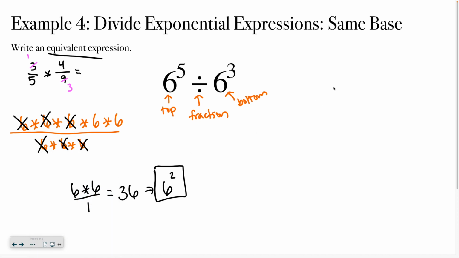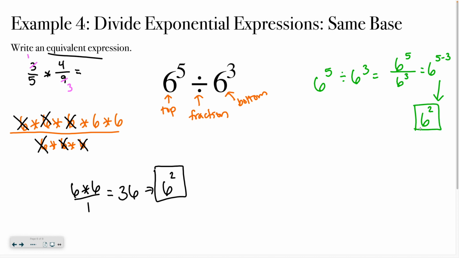Now the faster way, I have 6 to the 5th divided by 6 to the 3rd. You will often see it written as fractions, and what you do is you take your top exponent and you subtract your bottom. So 6 raised to the 5 minus 3 would be, not 3, I'm tired, 2. So 6 to the second. If you have questions about that, ask for help, please.